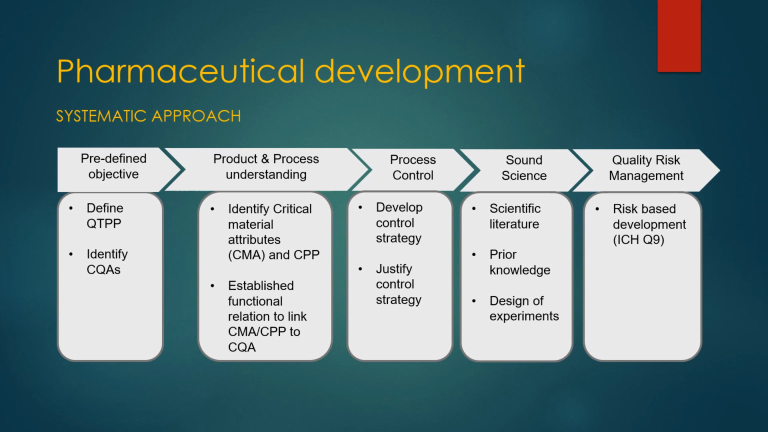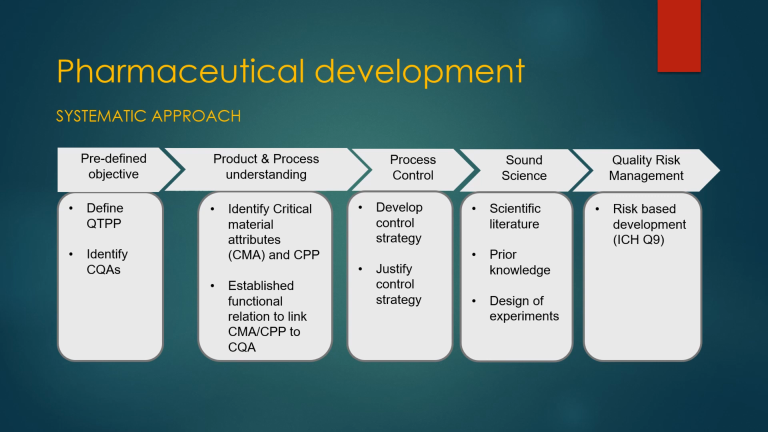Product and process understanding. Product characteristics have impact on final product quality. Identifying CMAs such as particle size, particle distribution, bulk density, and CPPs like speed, temperature, humidity. These are basically controlling the process to achieve the desired product quality. And establishing a functional relation that links CMAs and CPPs to CQAs.